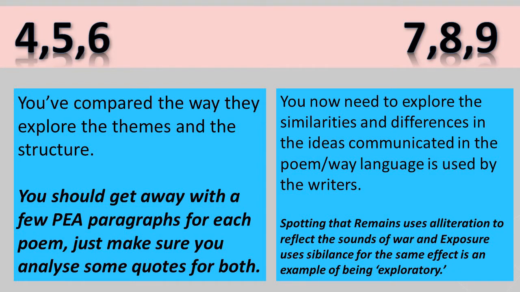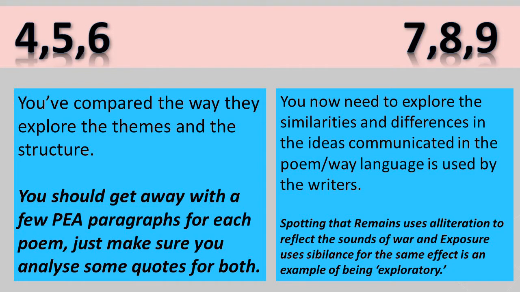So we've been comparative already. If we're exploring both poems, that's going to take us to 4, 5, 6. For a 7, 8, 9, for the top band, which is level 6 on the mark scheme, you now need to explore the similarities and differences in the ideas communicated in the poems and compare the way language is used by the writers. So here's an example of that, in effect: spotting that Remains is using alliteration in the poem to reflect the sounds of war, and Exposure uses sibilants for the same effect. That would be an example of being exploratory and using key terminology to explore language.